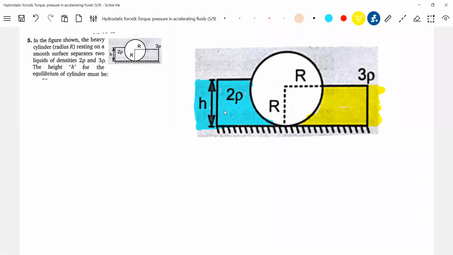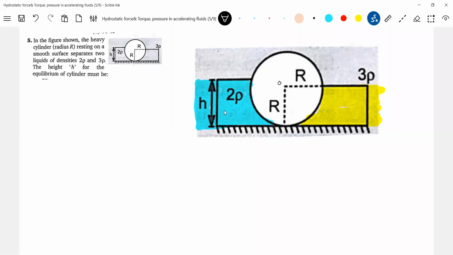The figure shows a heavy cylinder of radius r resting on a smooth surface, which separates two liquids of density 2 rho and 3 rho. The height h for the equilibrium of the cylinder must be. Like, the cylinder will not move, and the net force on it along the x-axis must be 0 for equilibrium.